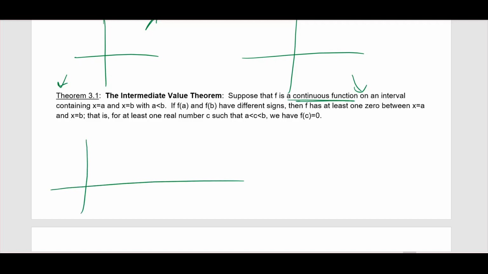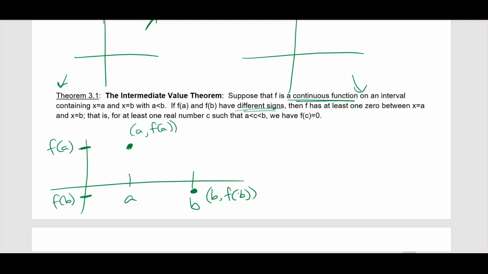So if I have some function that is continuous on an interval, let's say it contains a and b. Let's put a here and b here. If f of a and f of b have different signs, so that means one has to be positive, one has to be negative. So let's say that this one's positive, this one's negative, right? So these values have different signs. This would be the point a comma f of a, and this is the point b comma f of b, right? So down here, this is f of b, and up here, this is f of a.